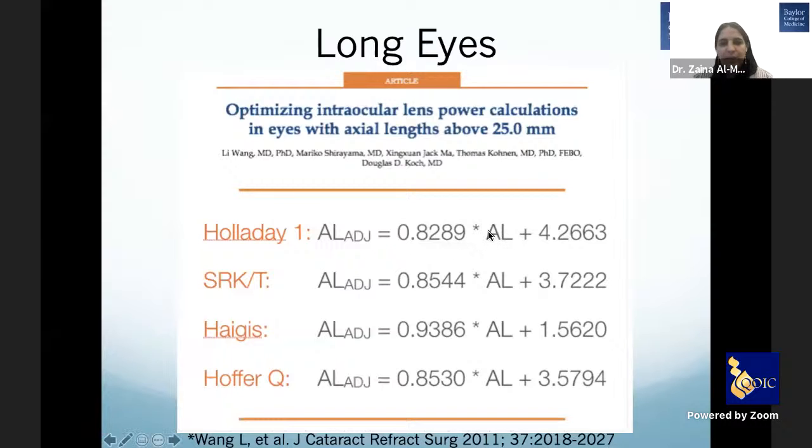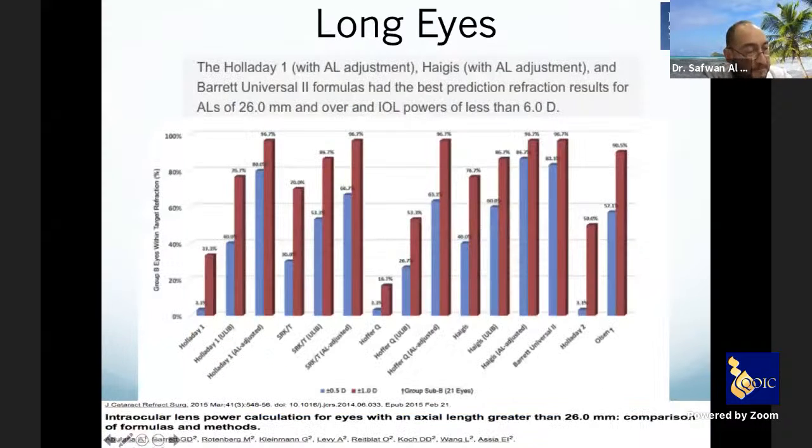Exactly. So you take your axial length that you get from the optical biometer right here, and then you multiply it by, for example, 0.8289 for Holladay 1, and you add 4.2663, and that's your adjusted axial length. Yes, exactly. And again, I wanted to note, it's really important, but newer formulas like the Barrett already have that inputted into their formula. So you don't need to adjust the axial length. Otherwise, yes, you're going to double it and you end up with a myopic error. So these are the 4 formulas specifically.